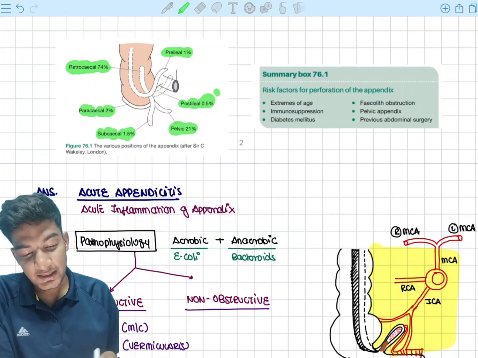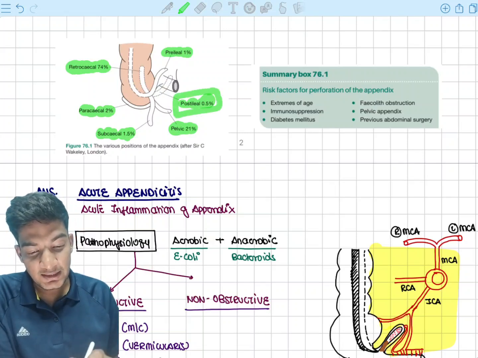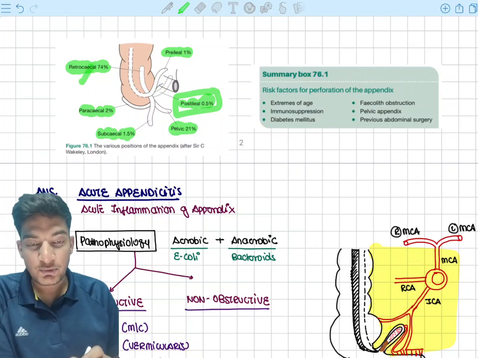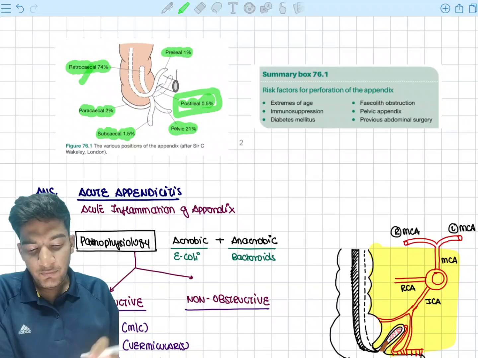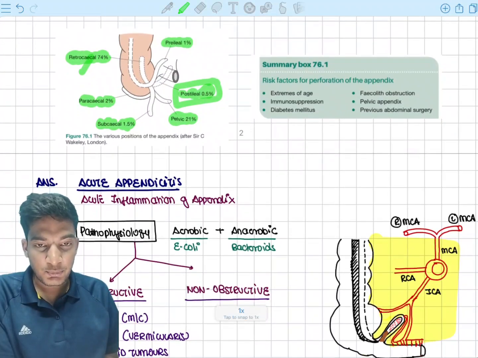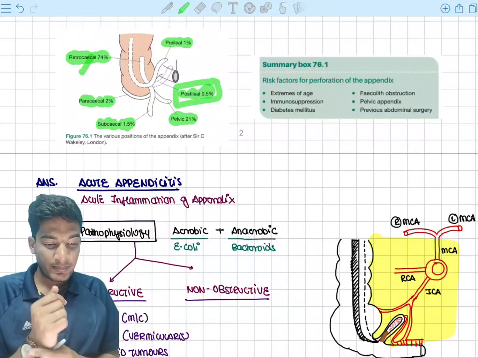So the least is post-ileal and the maximum is retrocecal. Very often a question is asked from this category, the position of the appendix.